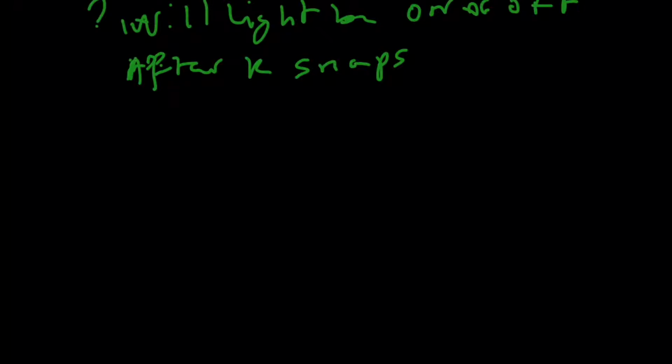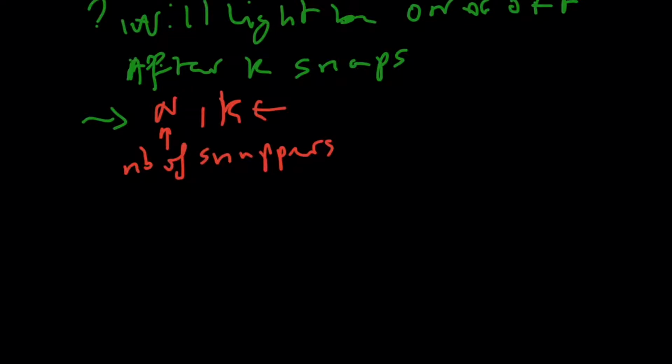So let's continue this and let's draw some examples and just see how this works. And so the input to the problem that we get is n and k. N is the number of snappers, sorry, this one is the number of snappers, and this one is the number of snaps. So this is the number of devices, and this is the number of times the user snaps his fingers. And this is the input that we are given.